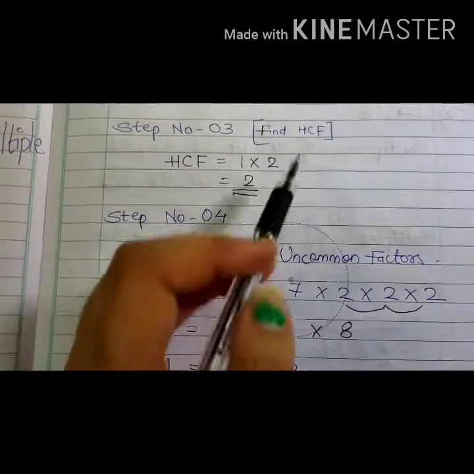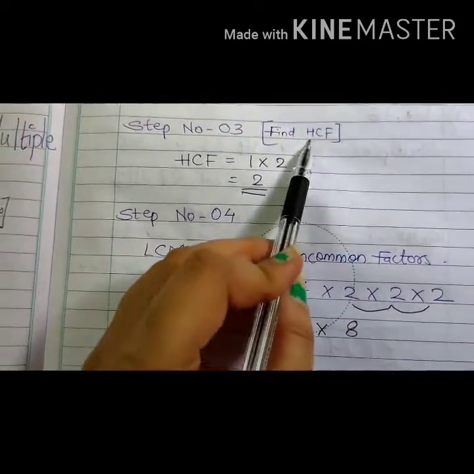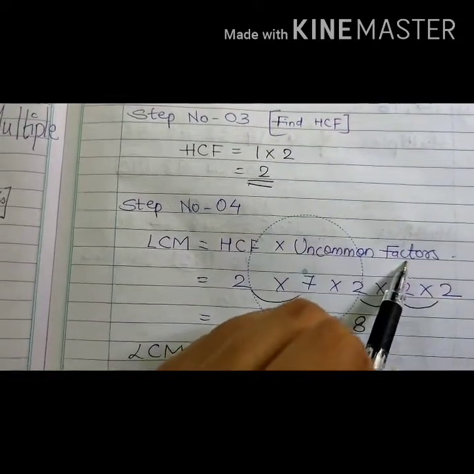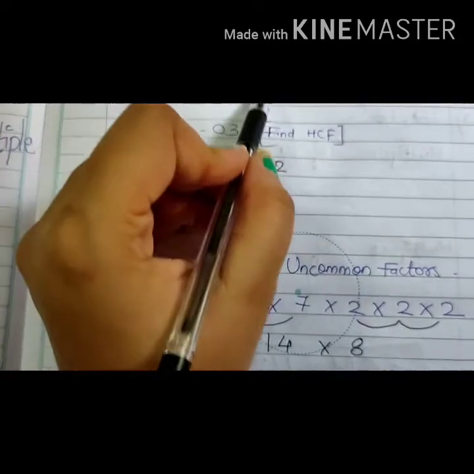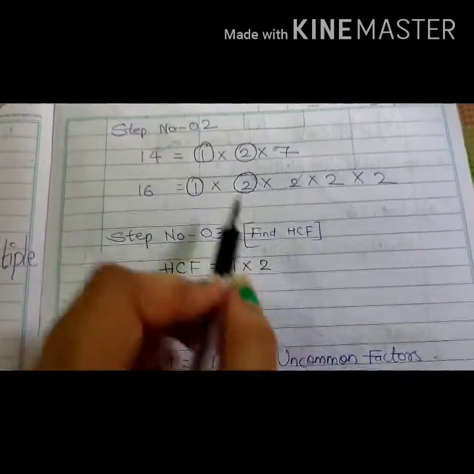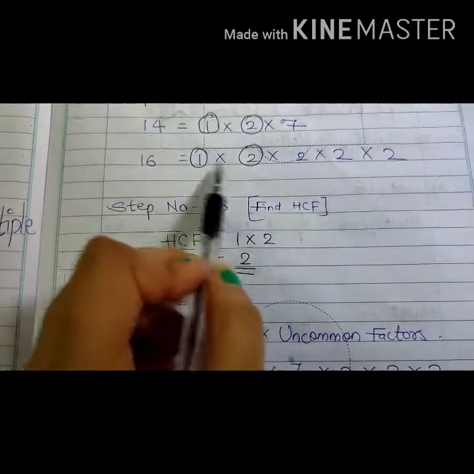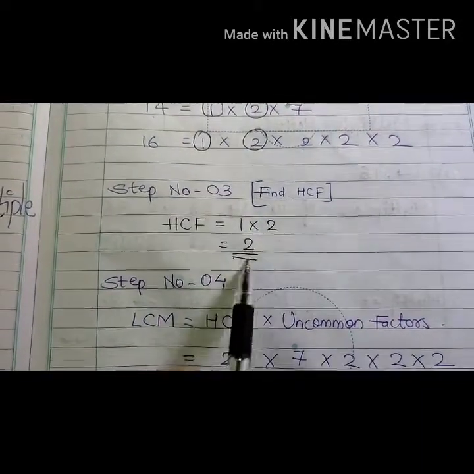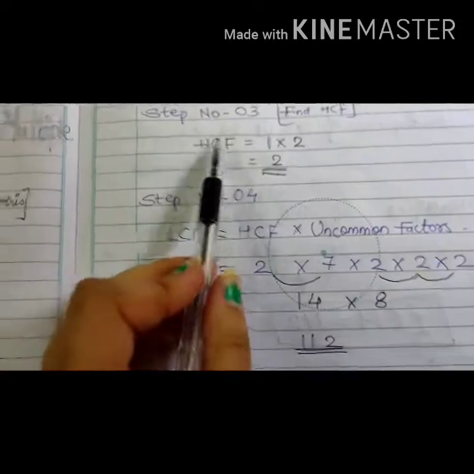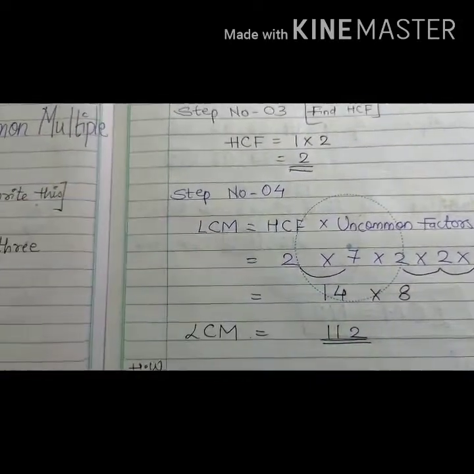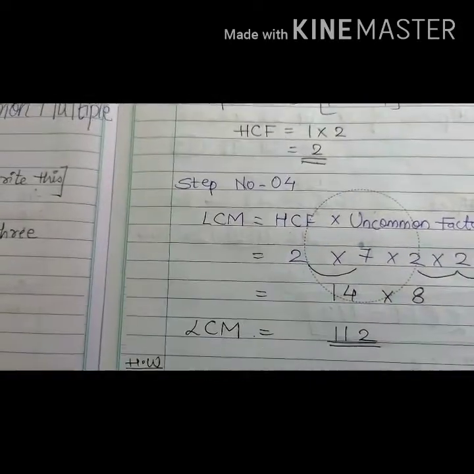Now what is HCF? HCF is highest common factor. So before this I'll have to circle the common one. Yes or no? So if I am circling the common one, I am getting 2. So I have written here 2. Simple. But my question is to find out LCM. So what is this thing?